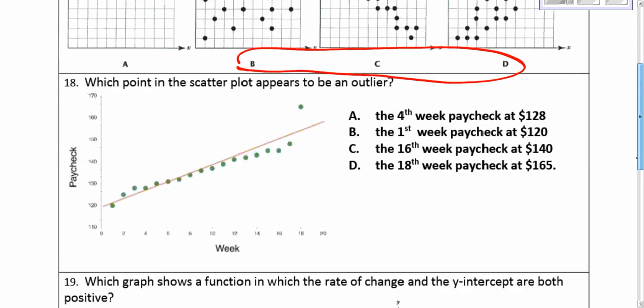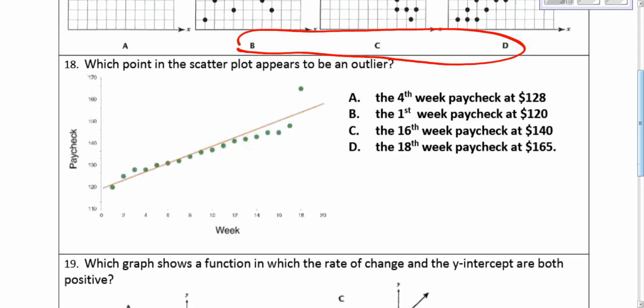Number 18, which point appears to be an outlier? It's not that far, but since all of them are really close to the line, except for that one, that's the outlier. So that looks like it's at the 18th week, and right around 165.